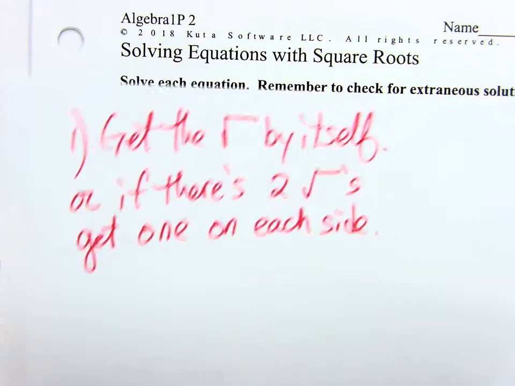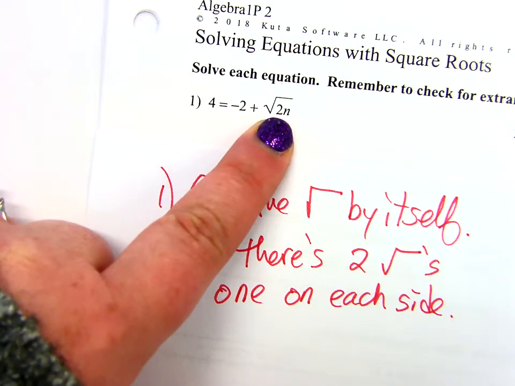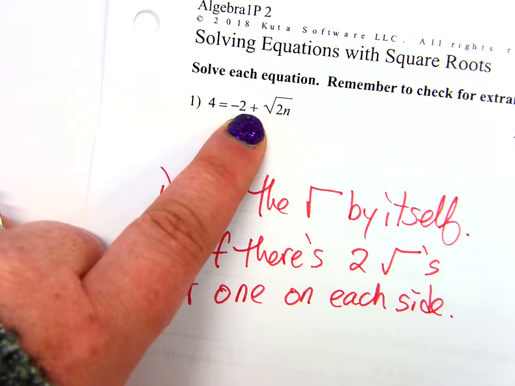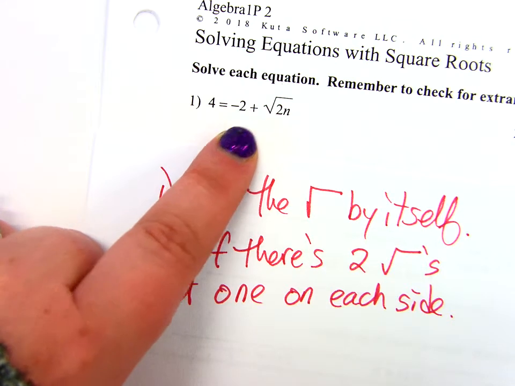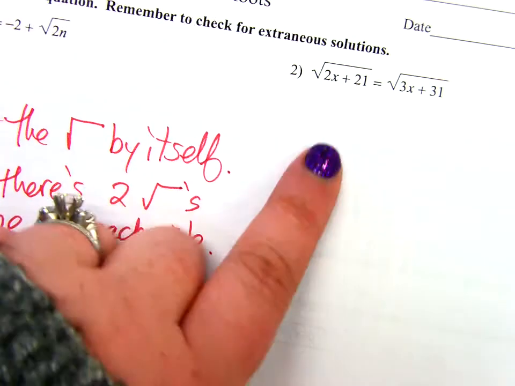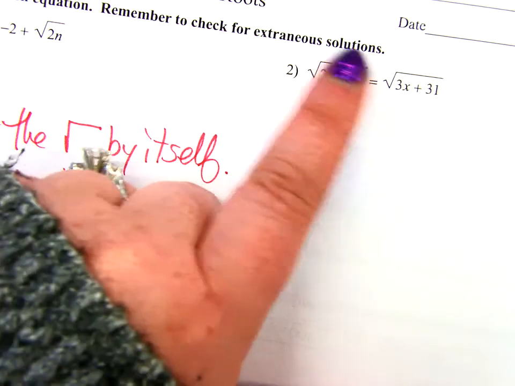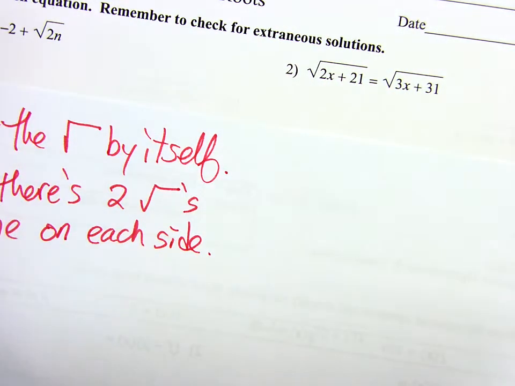So if you just quickly glance at number 1, for example, see how the square root is not by itself? It has this -2 hanging out over here. So I want to move that to the other side as my first step. Whereas if you look at number 2, this one has 2 square roots, but I already have 1 on each side, so that's fine. I'm going to leave it as it is.